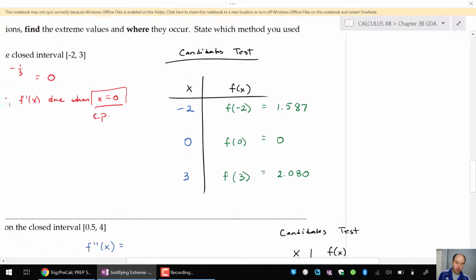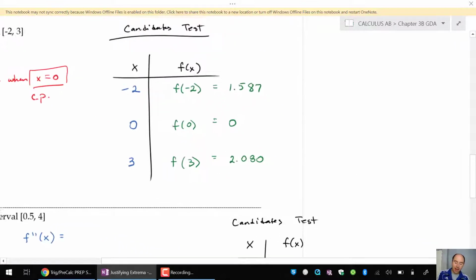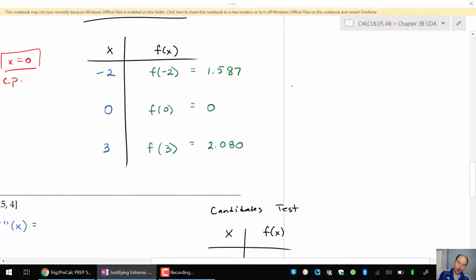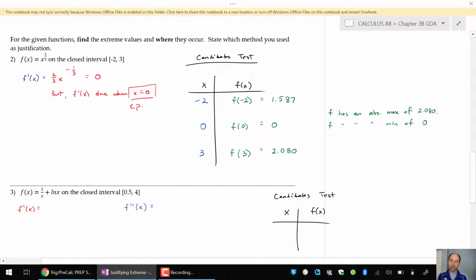So we're looking for the extreme values and where they occur. So I would conclude by saying that f has an absolute maximum of, looks like 2.080, and then f has an absolute minimum of 0 on that closed interval. All right, so let's move ahead.